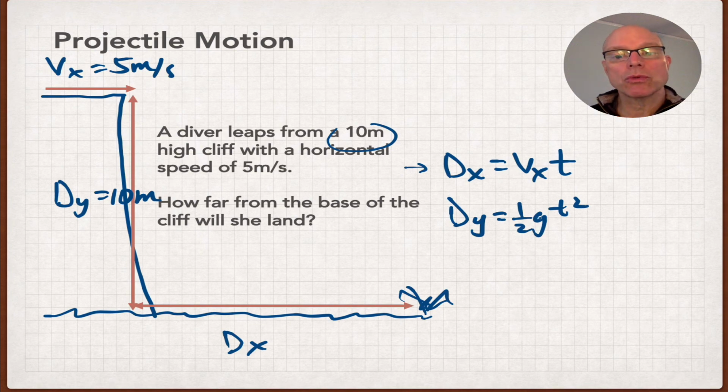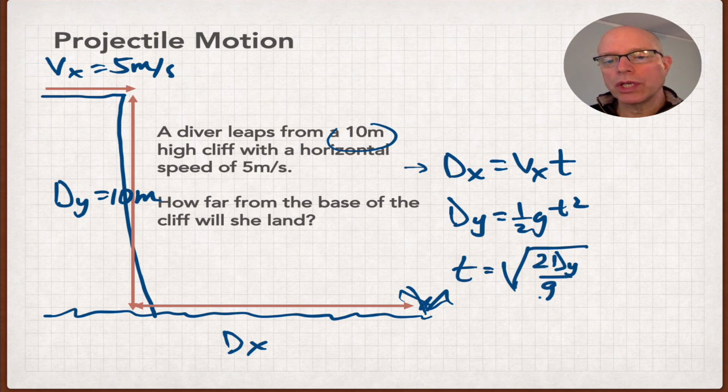It's 10 meters per second squared, and I'll be able to solve this for the t. So what I'm going to do is a little algebra. I solve for the t by multiplying both sides by 2. So that gives me 2 dy. Divide both sides by the g, and then square rooting. So if you follow all those steps, what it looks like is this: 2 dy over g inside the square root symbol gives me the time.